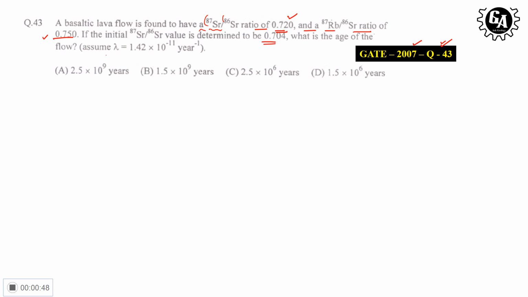And given that lambda is your decay constant, lambda is given as 1.42 × 10^-11 year^-1. So what is the unit of decay constant? That is time inverse.